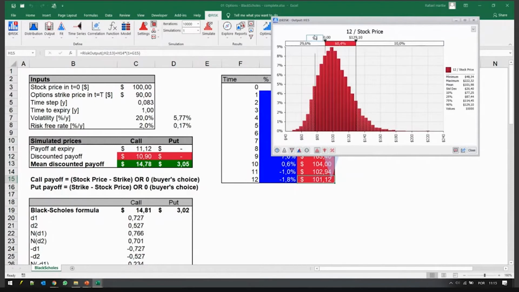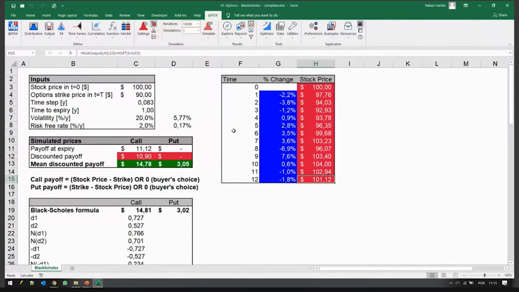If we look at the distribution of the final price, we see there's a good likelihood it will be above 90, the strike of the option I'm interested in. There's a good likelihood, 70% chance, to be above 90. Therefore, of course, there's some value associated with this option. So that's what we're modeling here. We're not going to model the option directly, we're going to model the underlying asset and how it varies over time. The underlying asset can be anything. In this case, it's a stock price with a very simple geometric Brownian motion model, but it could be anything.